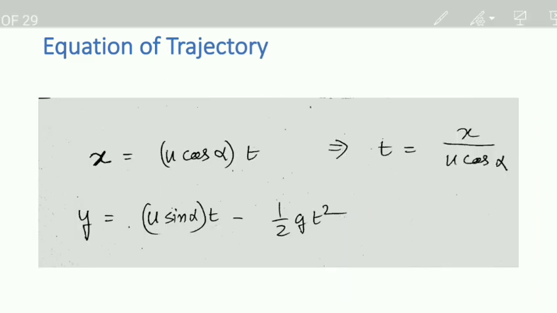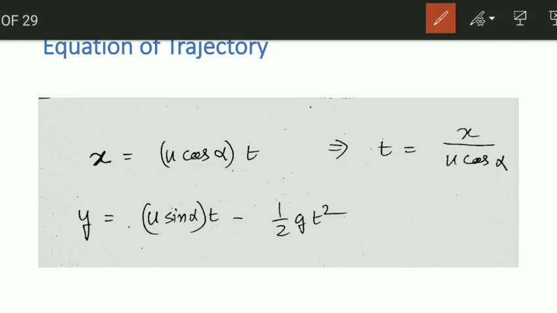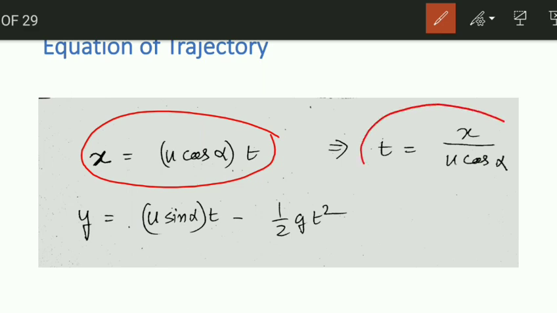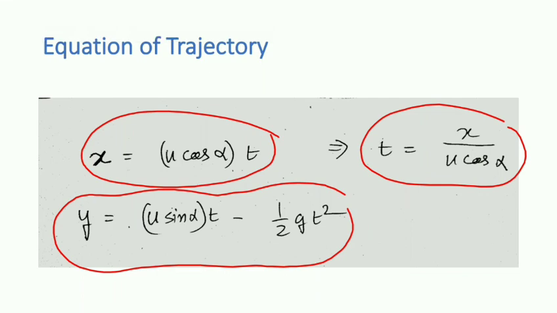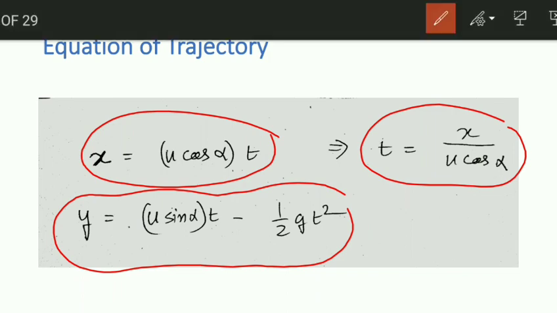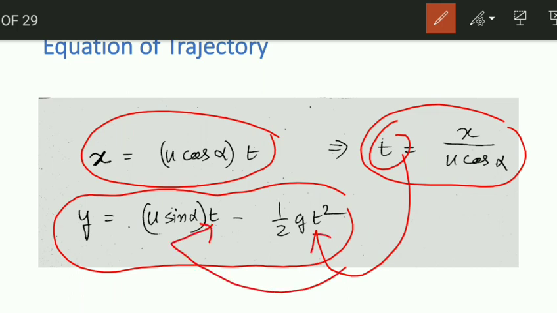See, we have two equations. X is equal to u cos alpha into t, x with respect to time. From there we get t is equal to x by u cos alpha. And displacement of y with respect to t: y is equal to u sin alpha t minus half gt square. So we have two equations. Now what we can do is that we can eliminate this t. Like we'll put this t into this equation. Let's see what happens.